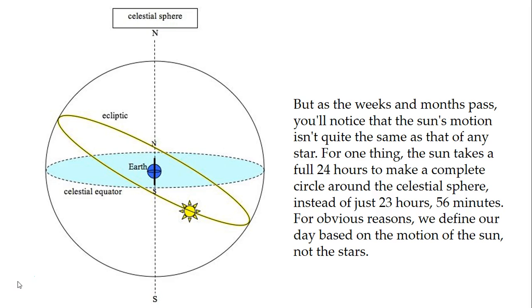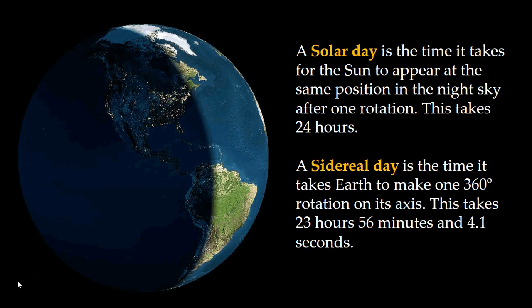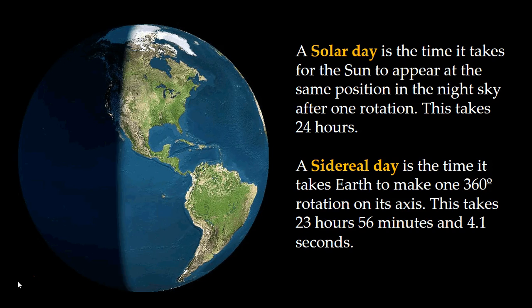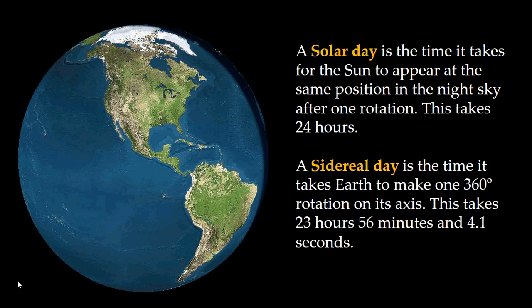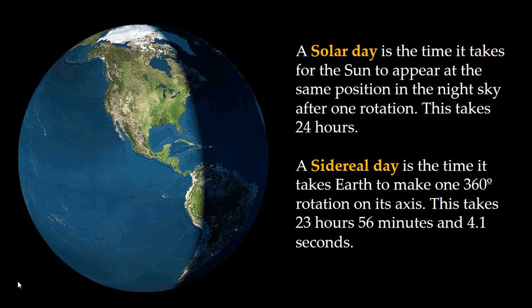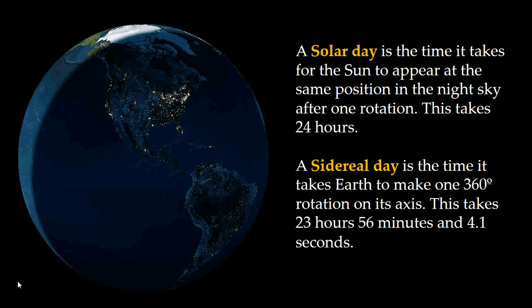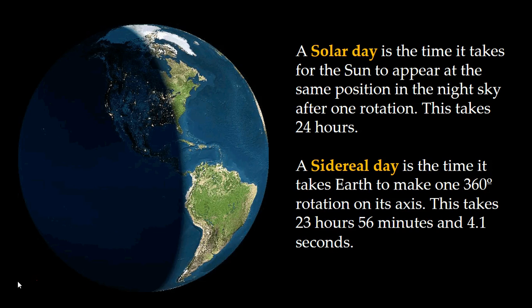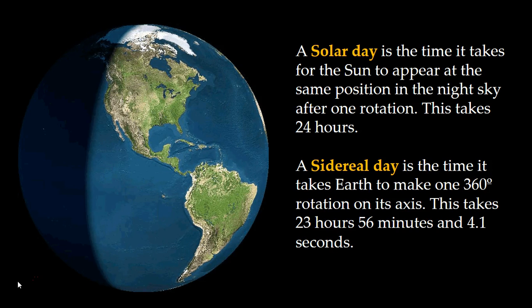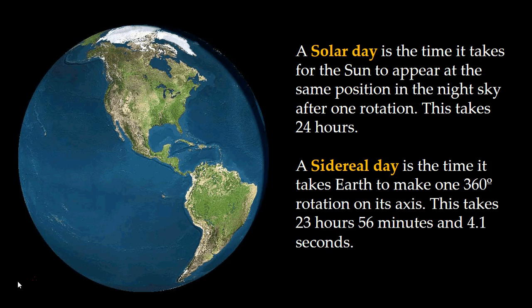Whenever we define our day, of course, our day is based on the motion of the sun. The first thing we're going to have to address is those two time periods. A 24-hour day is called a solar day. The solar day is the time it takes the sun to progress from its highest point in the sky back to its highest point in the sky. So that is a 24-hour period. That is called a solar day.